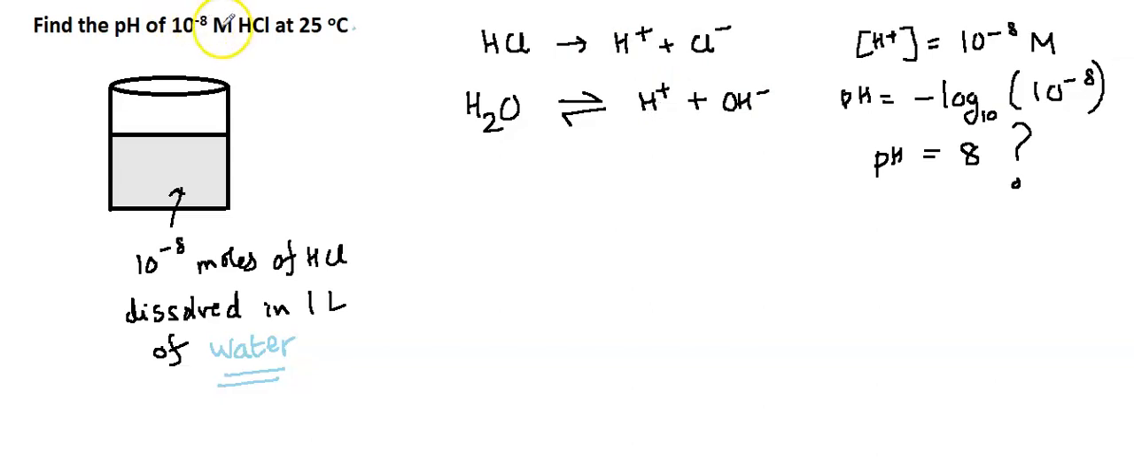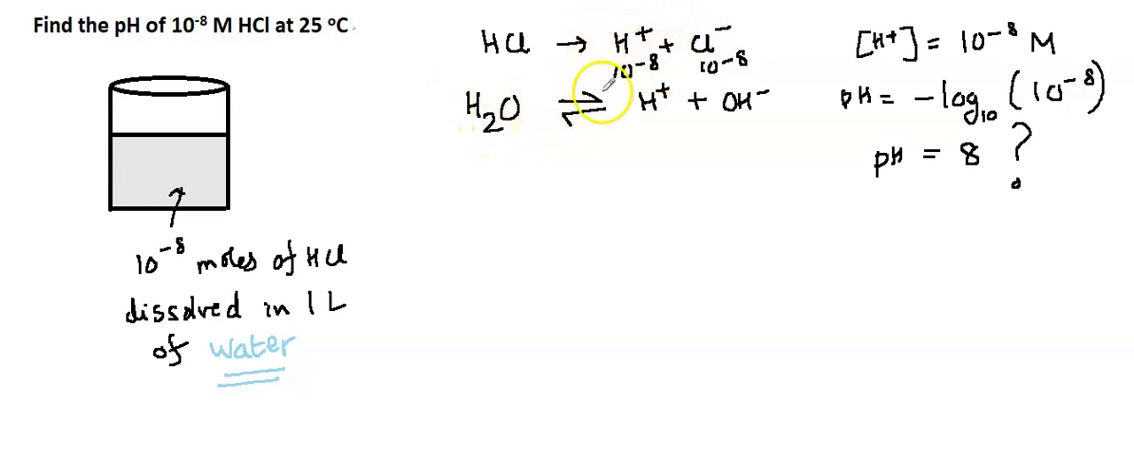So HCl is a strong acid, right? So the concentration of HCl was 10 power minus 8 molar. So the concentration of H plus is also going to be 10 power minus 8. Right, and the concentration of Cl minus is of course also going to be 10 power minus 8 molar. But now we don't know how much the H2O will dissociate.